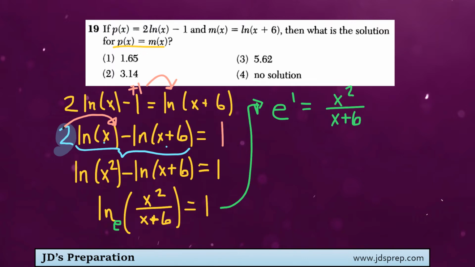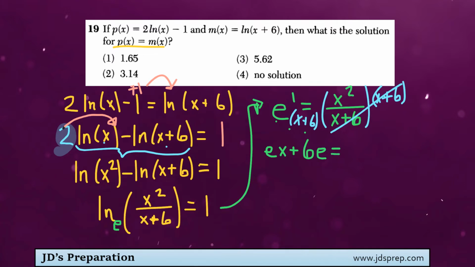Now our next strategy is to try to manipulate this into the form of a quadratic equation. And I'm going to do that first by multiplying both sides by x plus 6. And that's going to cause those two to cancel out. And if I distribute e into the brackets here, we would get e multiplied by x plus 6e is equal to what's left on the right-hand side, which would just be x squared.